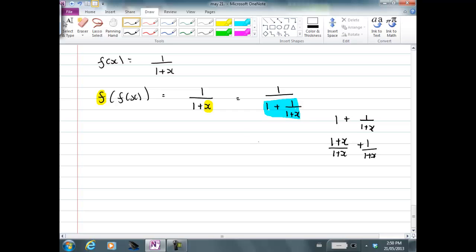So would you agree the whole entire thing on the bottom becomes 2 plus x over 1 plus x? I'm just simplifying. I merged these two together. So really this becomes 2 plus x over 1 plus x. Now, I flip them. So what you should get in the end is 1 plus x over 2 plus x. And you're done. This is the power of composite functions.